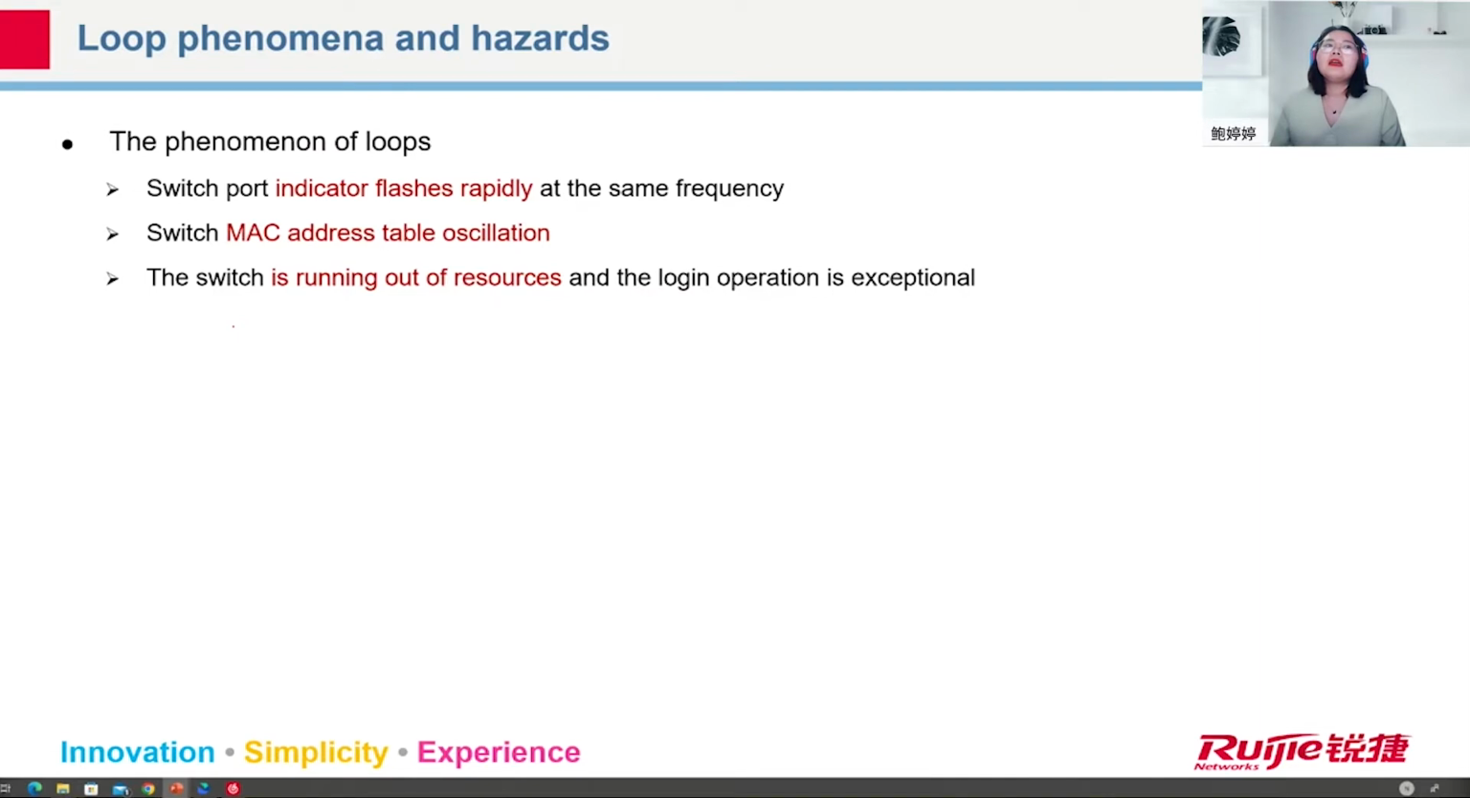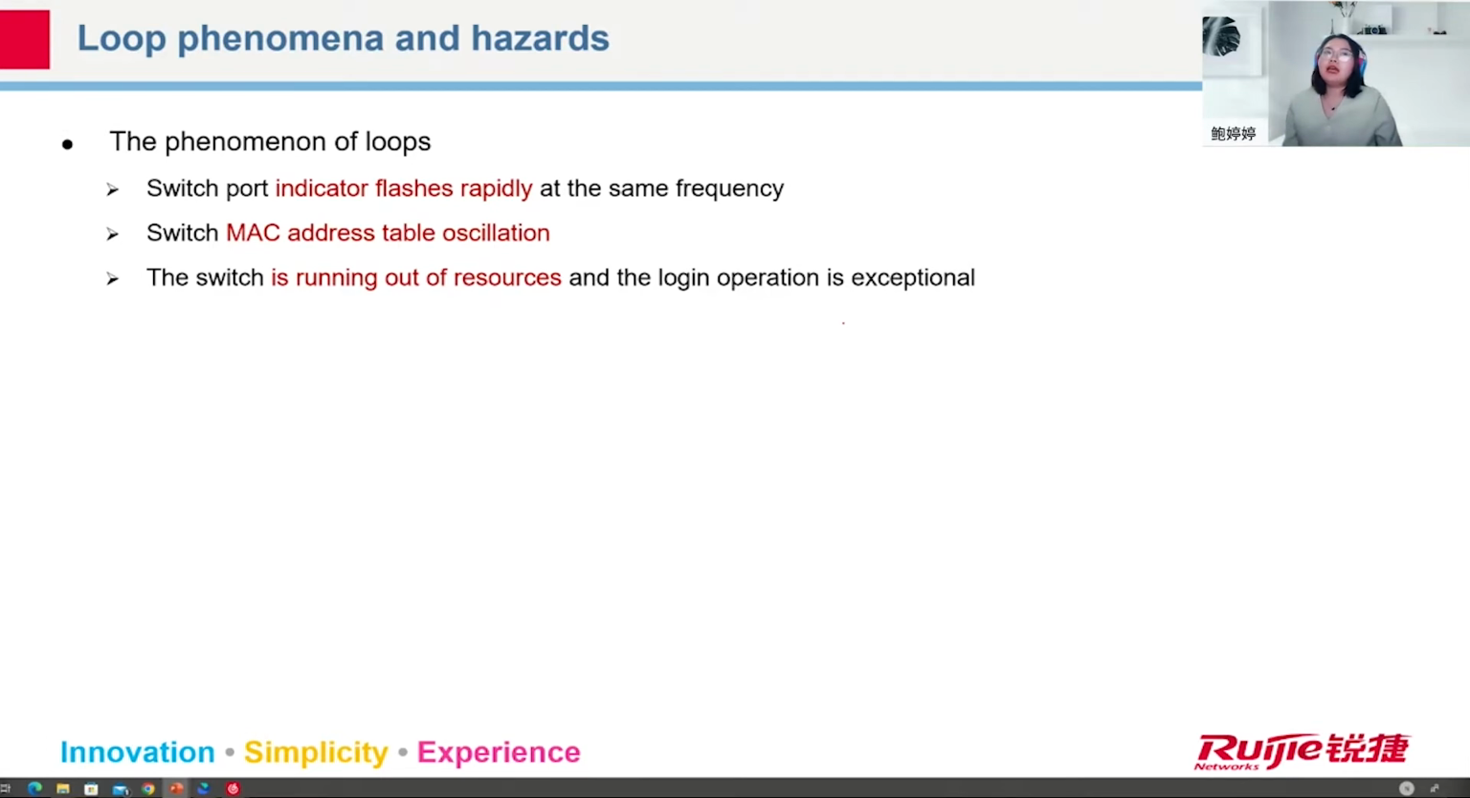And the third one, if the switch is running out of resources and the logging is exceptional, so this scenario maybe also is a loop phenomenon. Because if there is a loop, the devices will forward the traffic all the time until the resources are not enough. So this is a phenomenon we can judge in your real network.